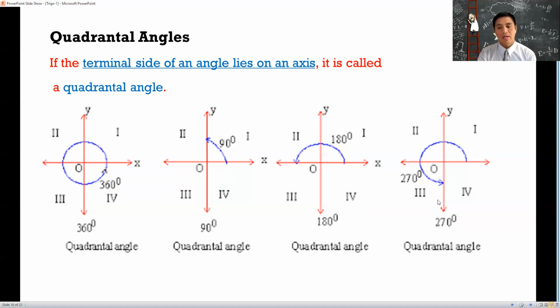And the angle 270 degrees. It ends at this line. This is the negative y-axis. Okay, so remember the 4 quadrantal angles: 90, 180, 270, 360 degrees. 0 is not a quadrantal angle. It's 360, not 0, because 0 doesn't have an opening. It is 0 degrees, meaning it doesn't turn. So there is no terminal side. It has only the initial side.